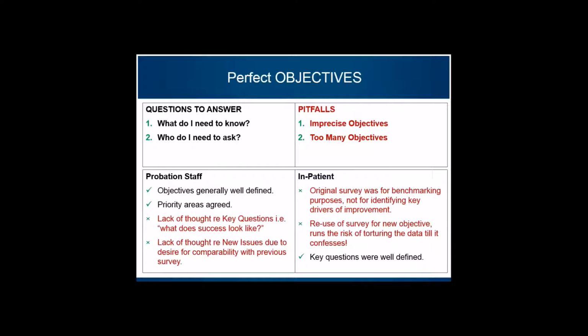So the probation staff survey. Here, the objectives, in my opinion, were fairly well defined. They basically wanted to know, have staff engagement improved, and what did they need to focus on in order to continue to improve. They had also identified their priorities. This is something that can often happen, where we have too many objectives.